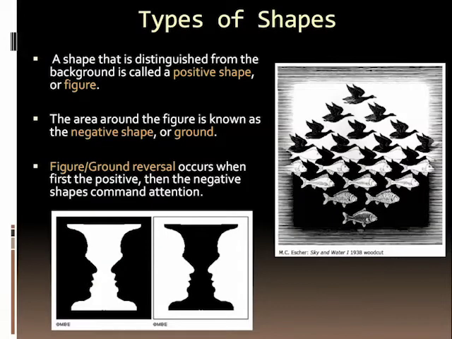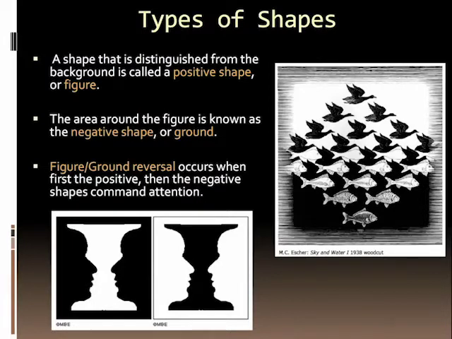A shape that is distinguished from the background is called a positive shape or figure. We've got different figure-ground relationships here. The area around the figure is known as the negative shape or ground. You might also hear the terms positive space and negative space. All these terms are pretty much used interchangeably, and they're all correct. So whatever seems right to you, if you're more used to calling it positive space, then that's fine. I will understand what you're talking about.